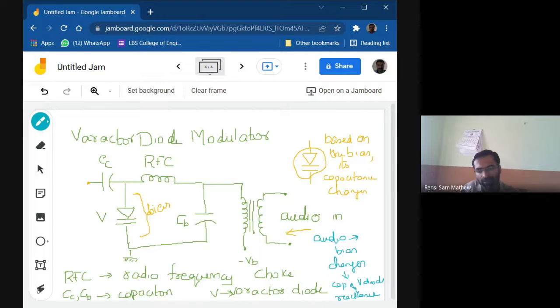So depending upon the audio signal, the bias changes, which results in the change in the capacitance across the varactor diode. The varactor diode is part of the RFC or the choke, radio frequency choke, and this together combines as an LC circuit. So the C value is changing, so the resonating frequency changes, or I can say the reactance changes. This is part of an oscillator circuit, so the frequency of oscillation will change. So you can generate an FM signal. This is what happens at the varactor diode modulator.